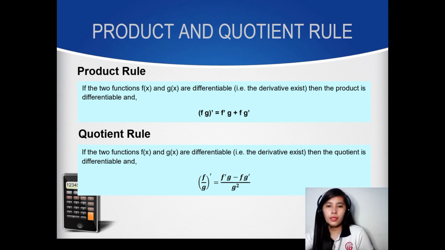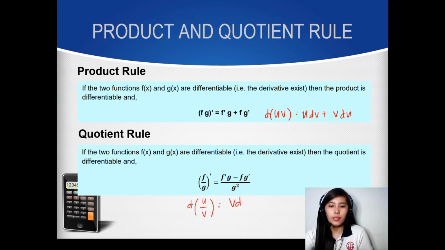For the product rule, I have a different notation. If we have the derivative of uv, this u and v is just the same as f and g. So we have u dv plus v du. So we only have to write the function first, the u, then the derivative of the other function, plus v, then the derivative of the other function, du. For the quotient rule, we have the derivative of u over v. So we have v du minus u dv over v squared.